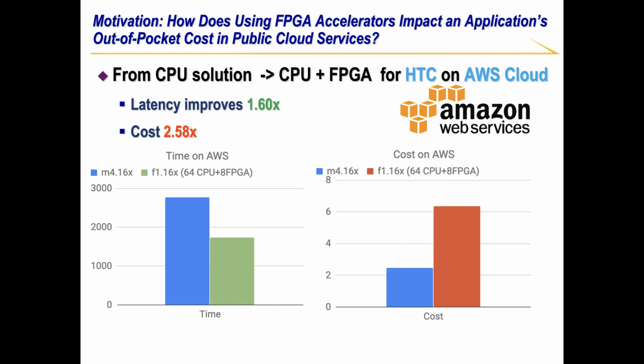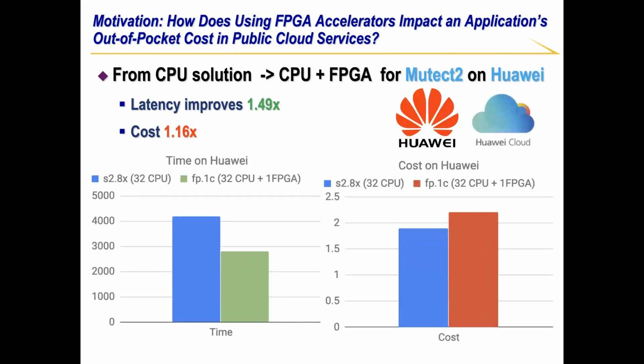It turns out that using FPGA usually brings in benefit in getting a smaller runtime. However, it does not guarantee cost savings. For example, when we deployed HTC, one key application in GATK, in AWS cloud by using FPGA accelerator, the latency improves by 1.6x. However, as shown in the right chart, the cost increases by 2.6x. Similarly, when we deploy Mutect2, another key application in GATK, in Huawei Cloud with FPGA accelerator, the latency improves by 1.5x. However, the cost increased by 1.16x.